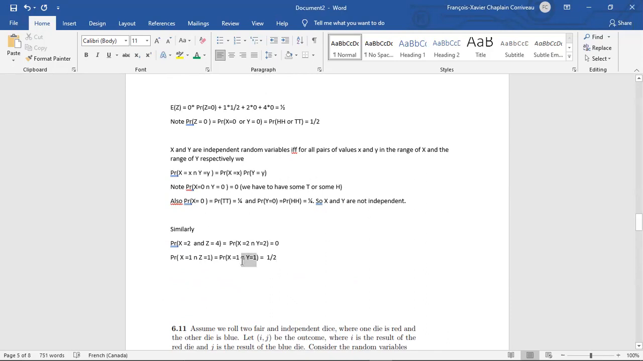Actually, you don't even need this part, right? You can just say this: that this event is contained in this event. Or is it the other way around? Which one is it? So here I'm trying to confuse you. Which one is contained in the other? Is x equal to 1 contained in this one, or is this one contained in this one? There are several ways to argue this. Just be careful.